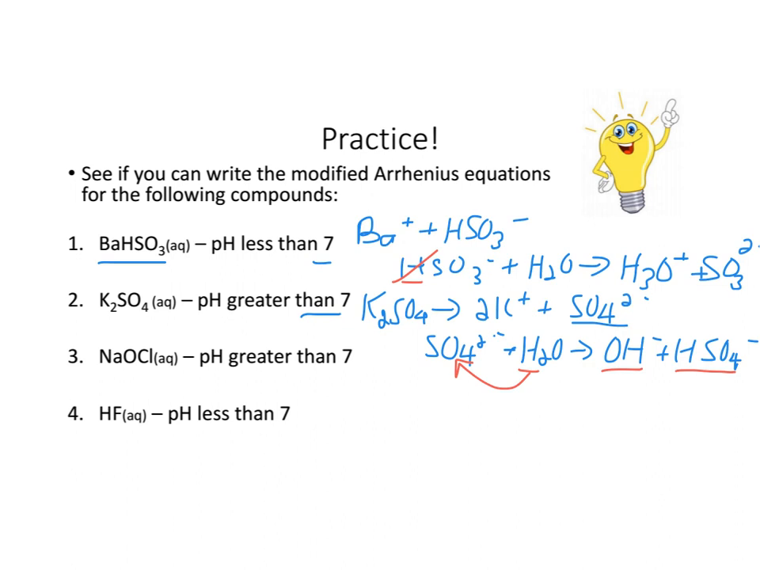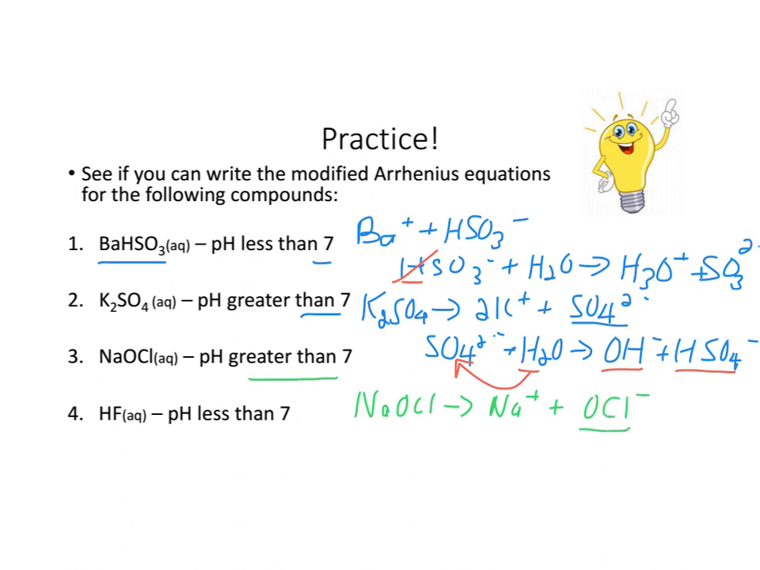Our third example, NaOCl, sodium hypochlorite, the active ingredient in bleach, has a pH of greater than 7, so we're going to need to produce hydroxide ions. Our first step, though, is to dissociate. So we take NaOCl and dissociate it into Na plus and OCl minus.